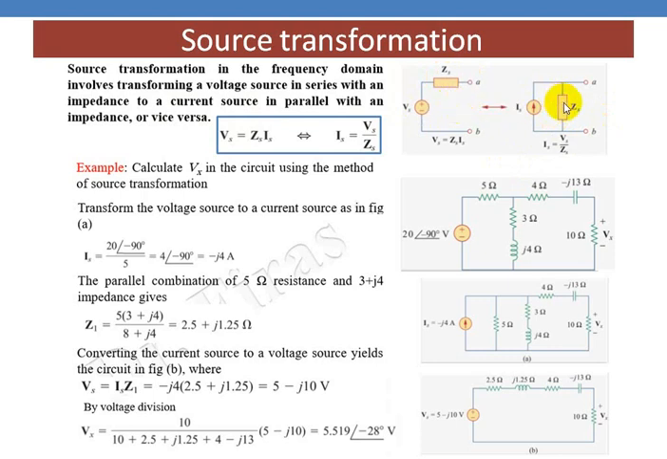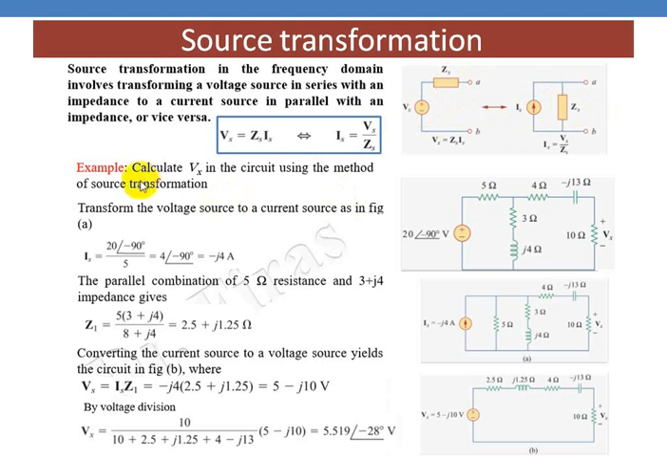Similarly, if you have a current source in parallel with the impedance, this can be converted into a voltage source in series with the impedance. That is, if you want the voltage source, multiply Is with Zs, so you'll get this voltage, and Zs you draw in series.